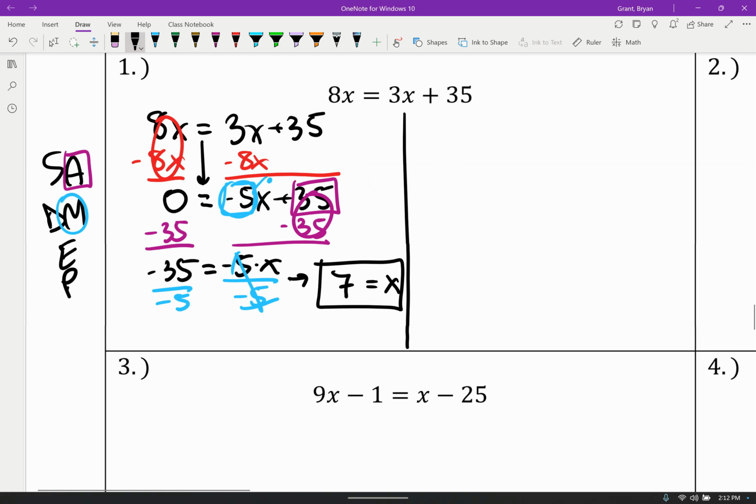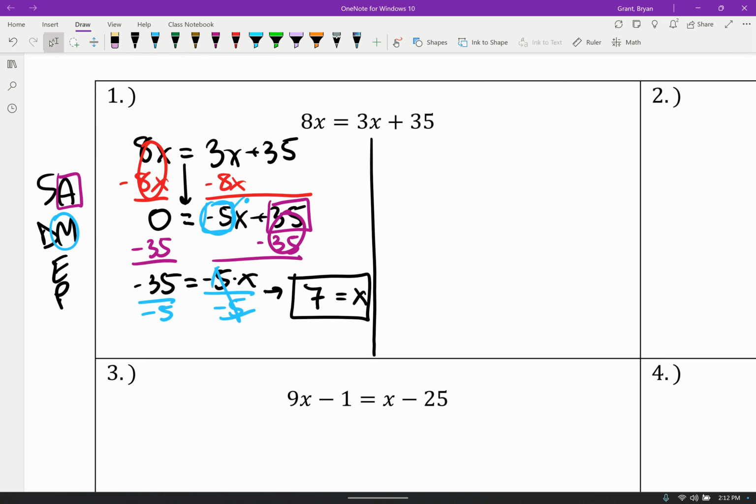Now again, I mentioned I would probably not do it that way. I don't like to move my x's to the same side as the number because then we just have to move the number back to the other side. And it's a little bit more efficient to do it the other way. I'm going to cancel out the x's so that all the x's are on the side without the lone number. And I'm going to do that by subtracting 3x first.